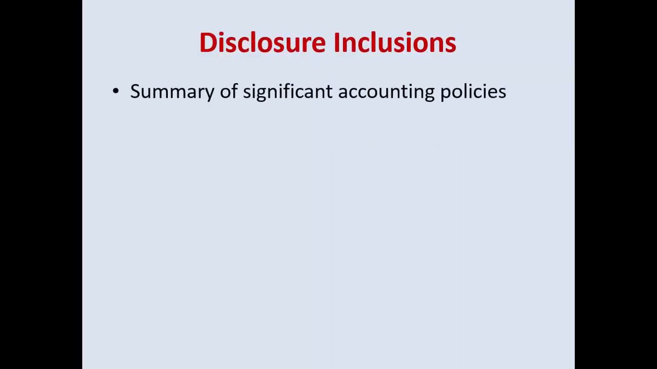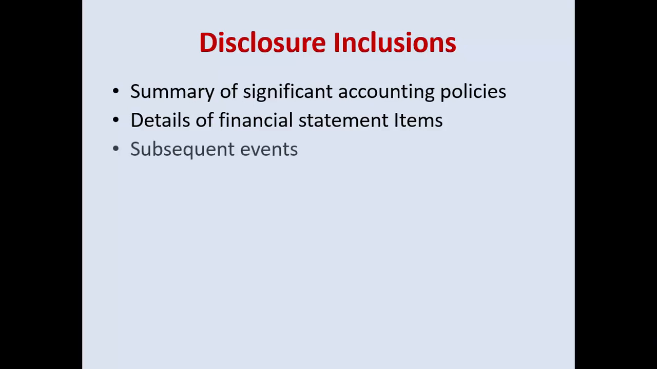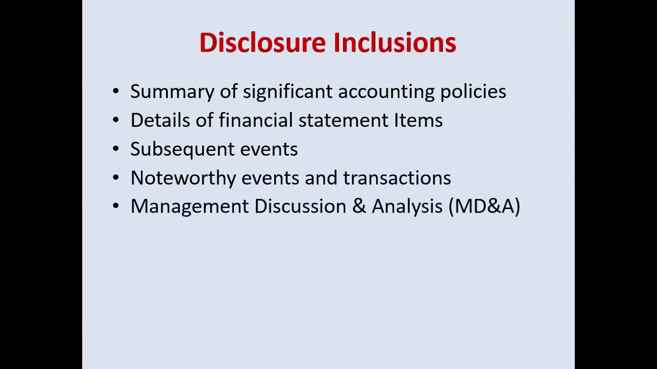So what goes into them? Well, you will have the summary of significant accounting policies. You must disclose this. You'll have details of the financial statement items. So you'll have specific totals on your financial statements, but then the details of what those totals are have to be included. Any subsequent events, we'll talk about what that means. Noteworthy events and transactions, that's different than subsequent events. And then there's the MD&A, the management discussion and analysis, management's responsibilities.